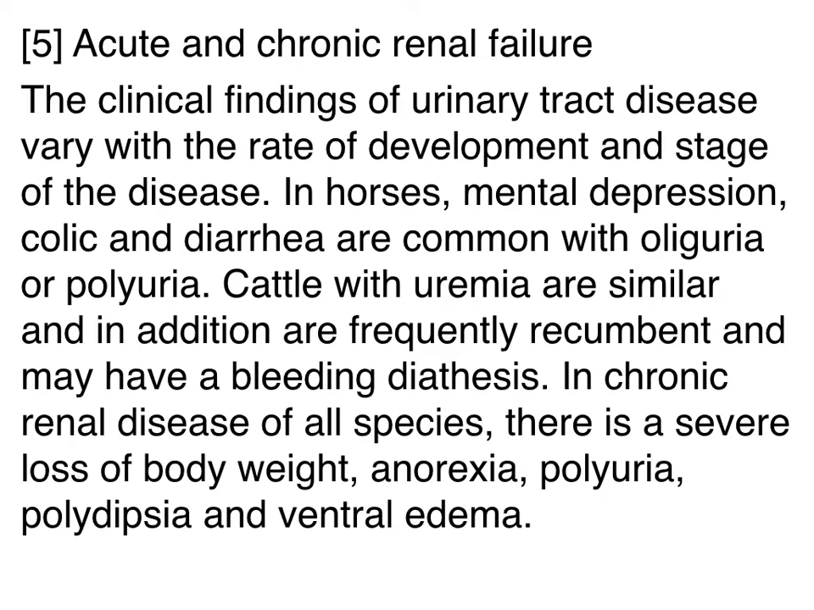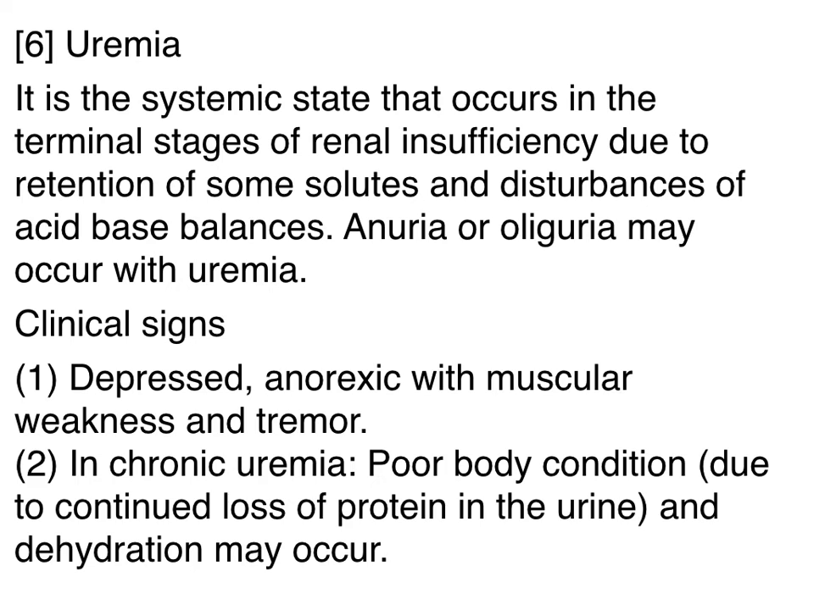In chronic renal disease of all species, there is severe loss of body weight, anorexia, polyuria, polydipsia, and ventral edema. The other changes are manifestations of the urinary system, uremia. It is a systemic state that occurs in the terminal stage of renal insufficiency due to retention of some solutes and disturbance of acid-base balance. Anuria or oliguria may occur with uremia.